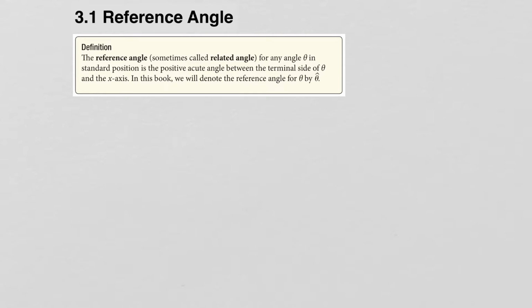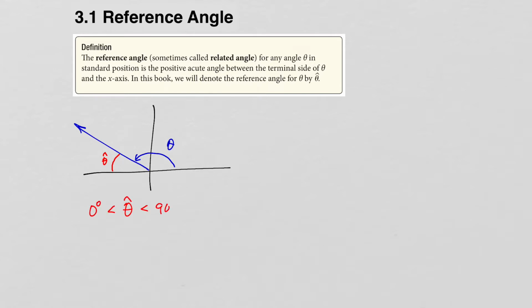So let me give you a generic example. Suppose we have an angle theta in standard position, and let's suppose that this angle theta terminates in the second quadrant. By the definition, the reference angle is the positive acute angle between the terminal side of theta and the x-axis. So for this particular angle, this would be the reference angle, and we would call this angle theta hat. And theta hat is a positive acute angle, so that means it must be between 0 and 90 degrees.